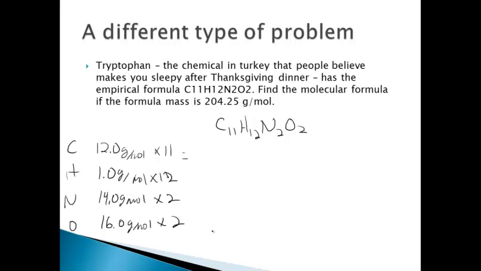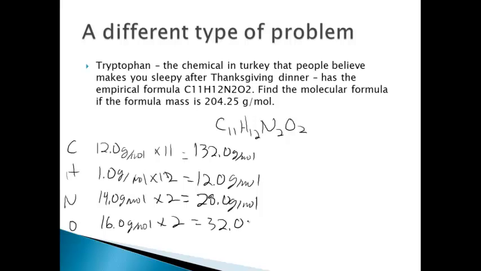12 times 11 is going to give us a nice number of 132.0 grams per mole. 12 times 1 is going to give us 12 grams per mole here. 14 times 2 is going to give us 28.0 grams per mole. And then 16 times 2 is going to give us 32.0 grams per mole. We now just add those up.